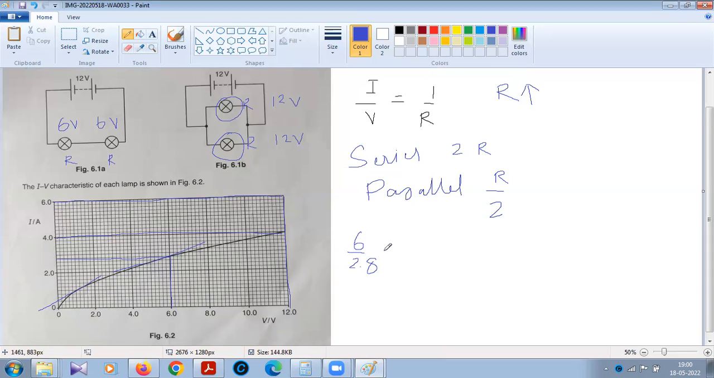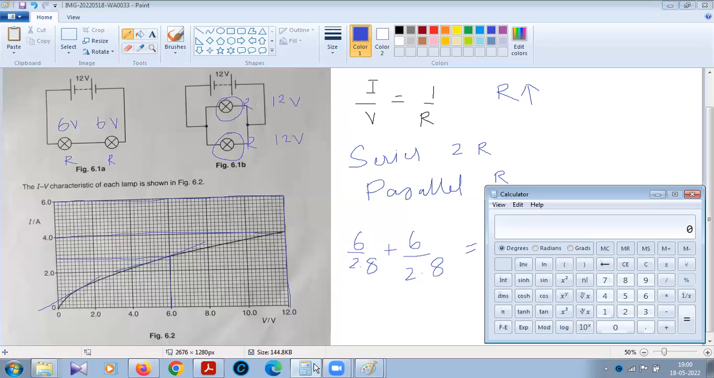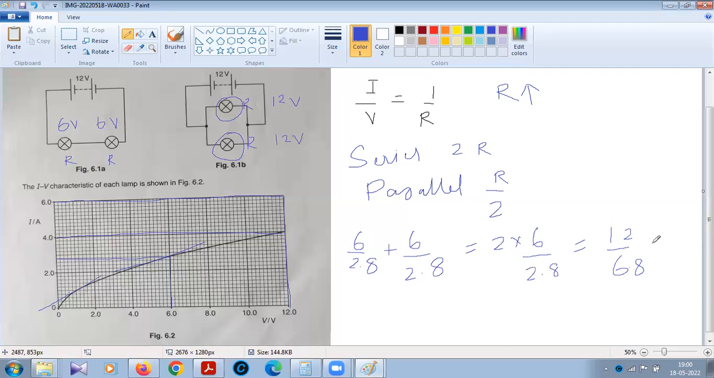So 6 by 2.8 plus 6 by 2.8 you will do. So it will be like 2 into 6 by 2.8. All right, so it will be 12 divided by 2.8. That is 4.28, or 4.3 you can write.